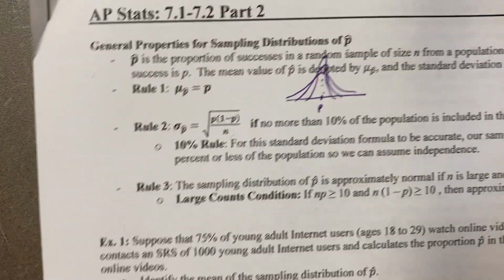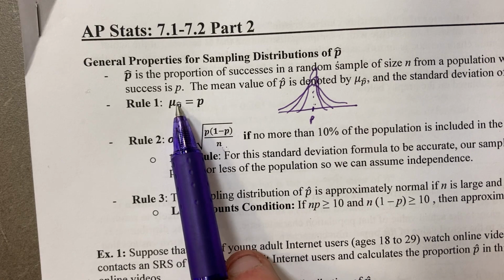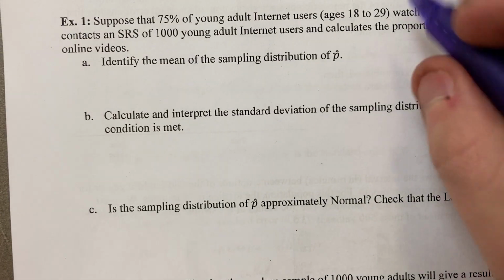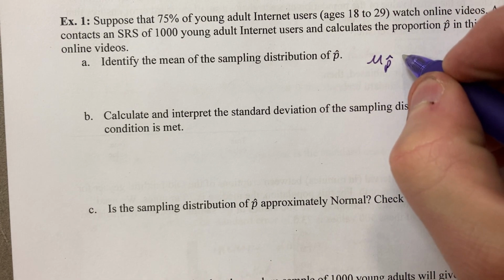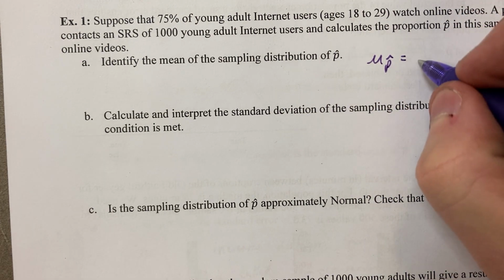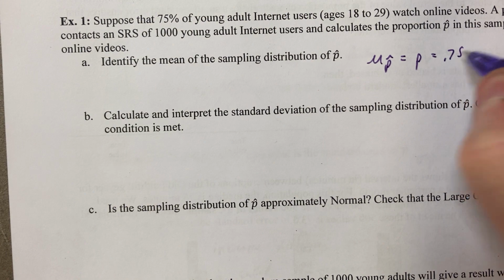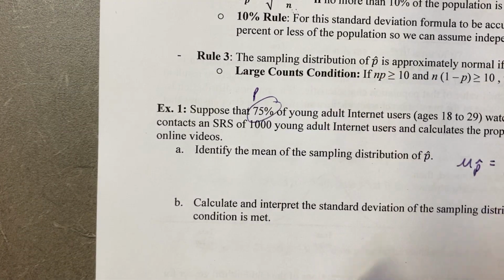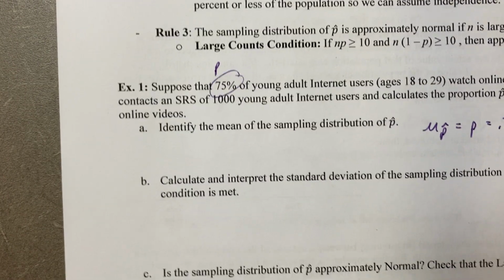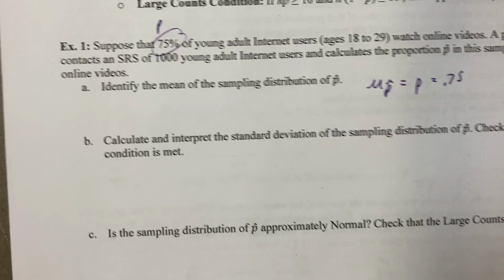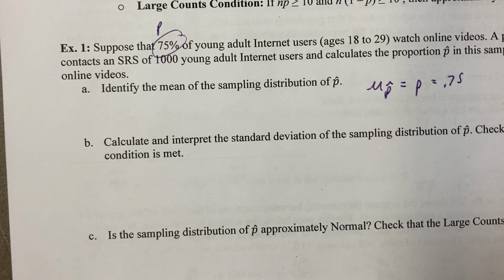Well, that's rule number 1. The mean of my samples will be equal to the true proportion. So therefore, the mean of my samples will be equal to p, which is 0.75. That's p in our problem, the known true proportion of young adult internet users aged 18 to 29.